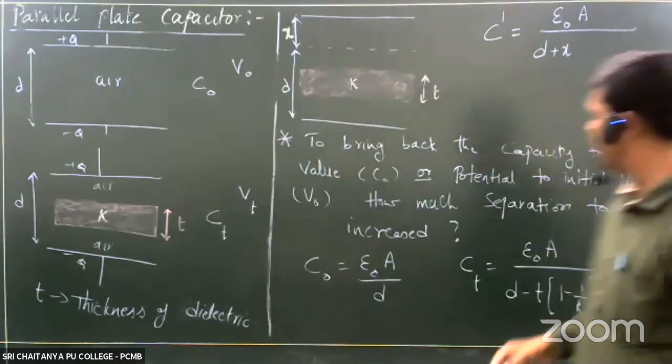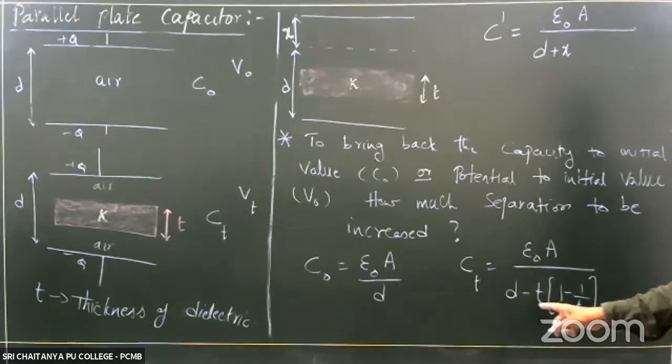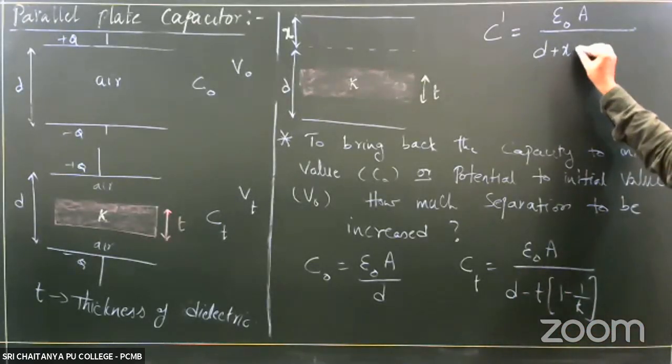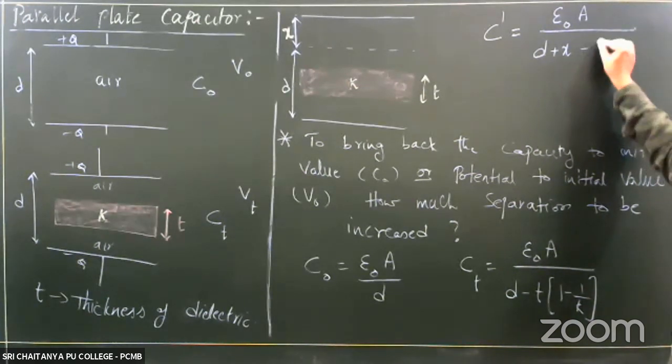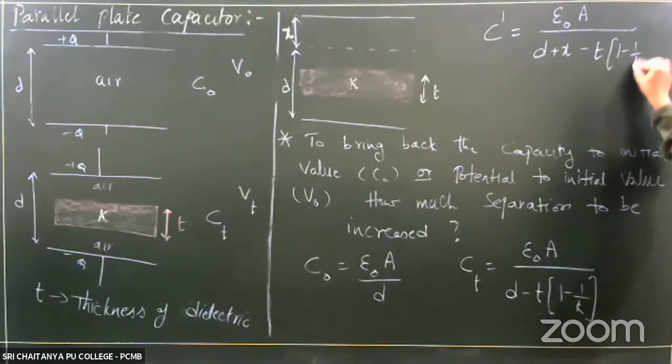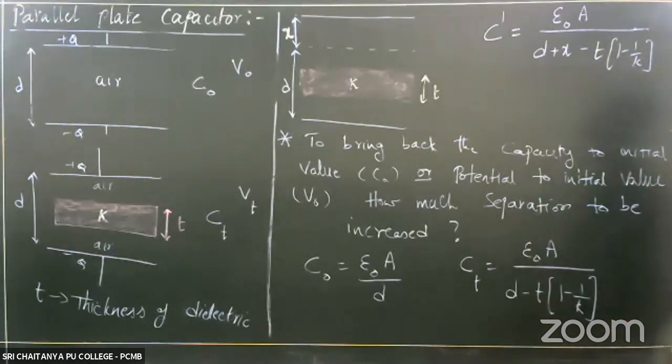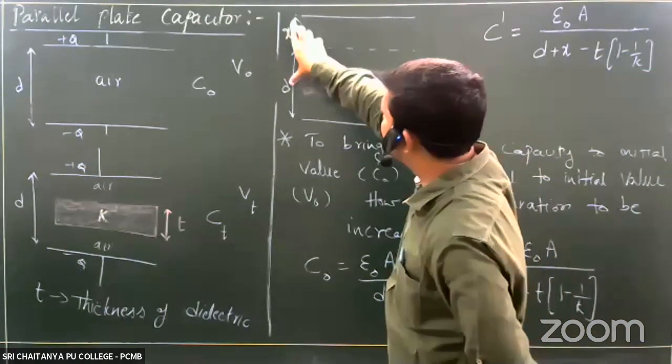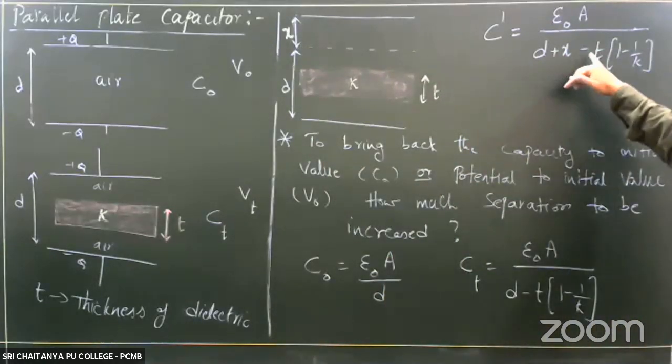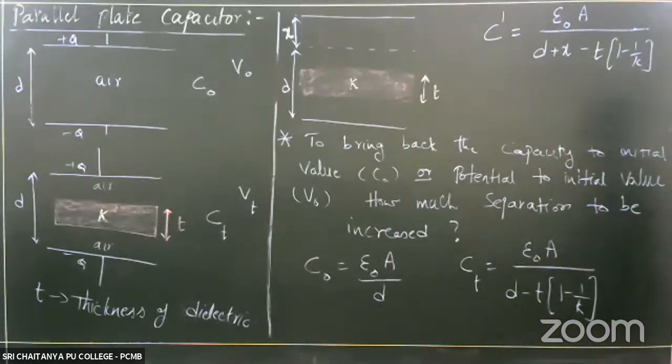Here the total distance is d. So we write it as d minus t into 1 minus 1 by k. Here d plus x minus t into 1 minus 1 by k. Can I write this total d plus x? So d plus x minus t into 1 minus 1 by k.